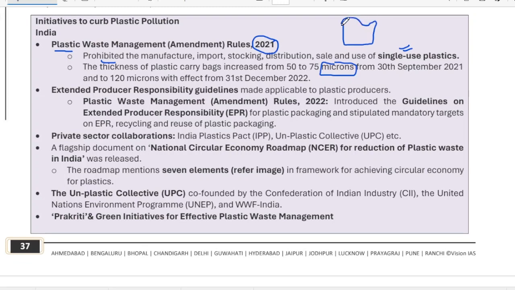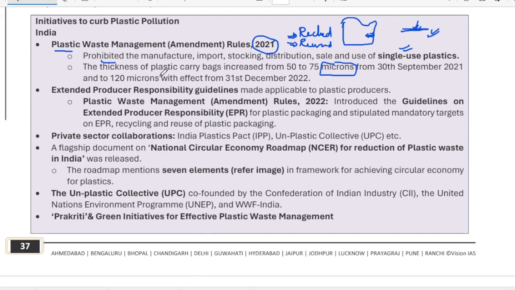Now restrictions have been placed, and slowly the thickness of the plastic, the polythenes that we use, is being increased, because the lower the thickness of the plastic, the more time it takes to decompose. The more the thickness of the plastic, the benefit is it can be easily recycled. Okay. And it can be reused also. So the more the thickness of the plastic, the better it is for reuse and recycling.